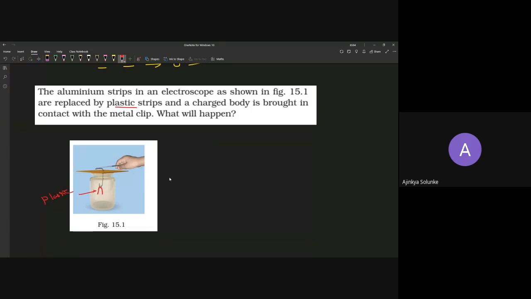Now they are asking if we touch the body with some kind of, suppose, a metal clip, a charged body, then what is going to happen to these? Are you understanding the question? Initially it was an aluminum strip, later on it has been changed to plastic. Now they're asking what is going to happen. Will they diverge or not? What do you think? All they're asking is whether the strips will be diverging or not.